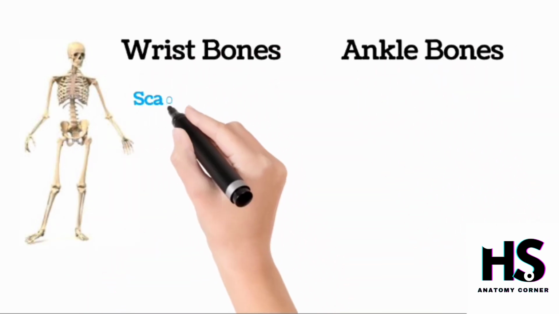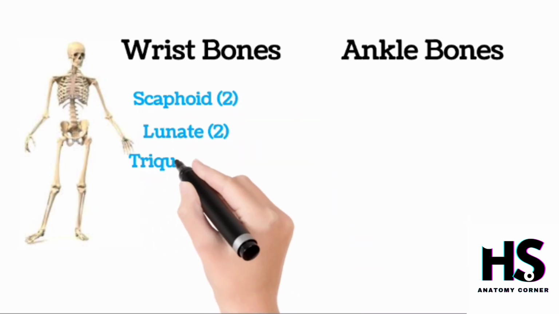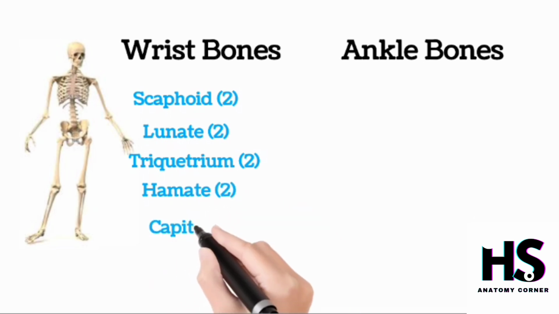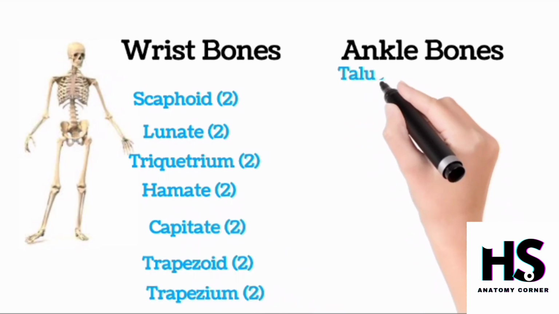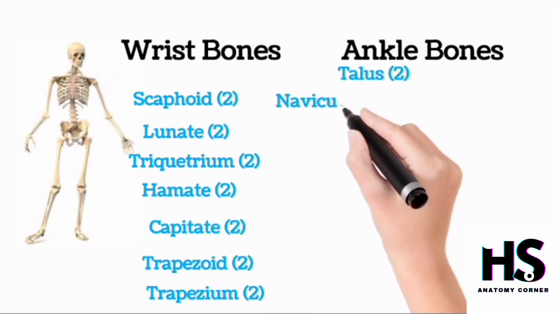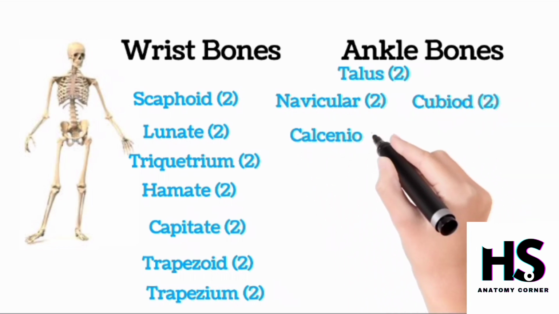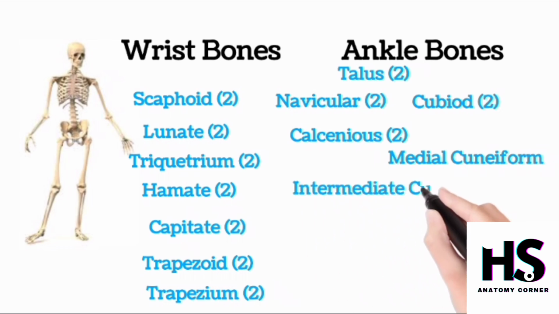Now let's look at the bones of the wrist and the ankle. The wrist includes the scaphoid bone, lunate, triquetrum, hamate bone, capitate, trapezoid, and trapezium. The ankle includes the talus, navicular bone, cuboid bone, calcaneus bone, medial cuneiform, intermediate cuneiform, and the lateral cuneiform.